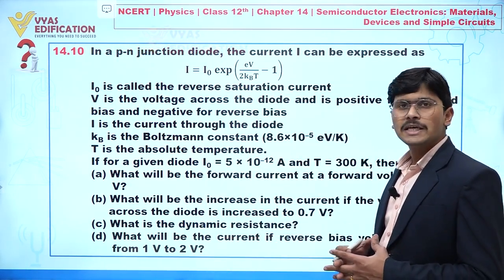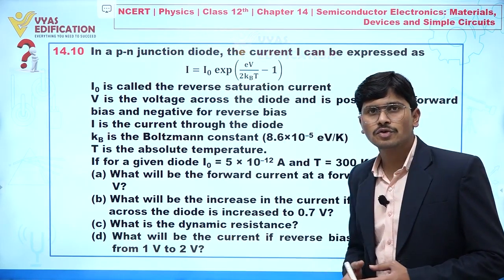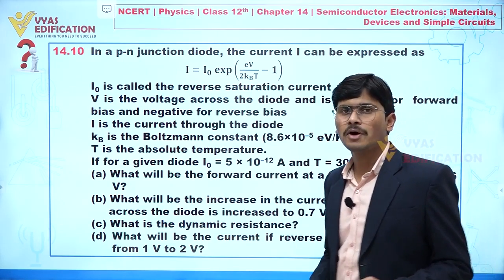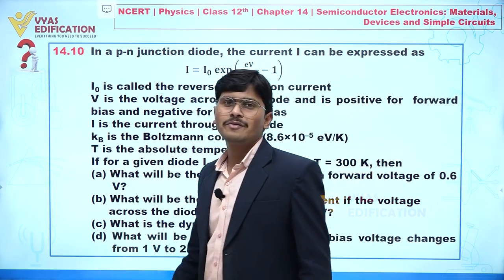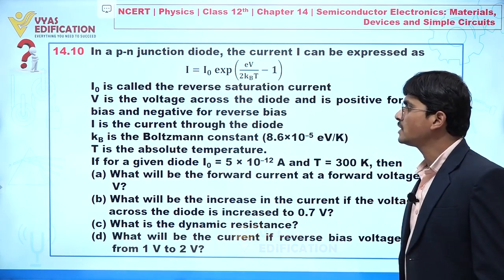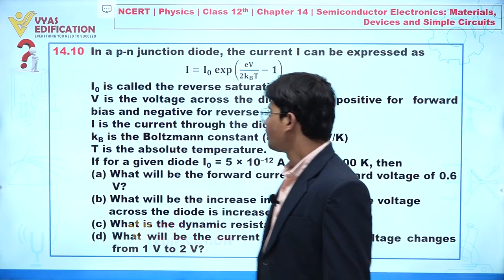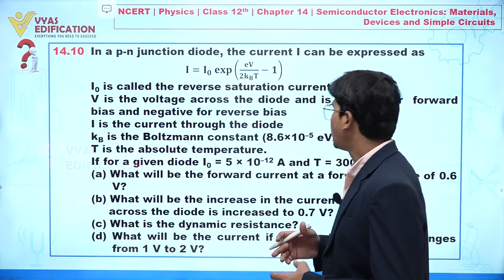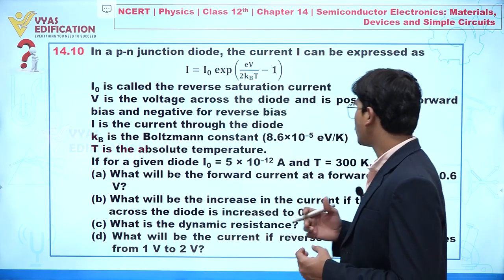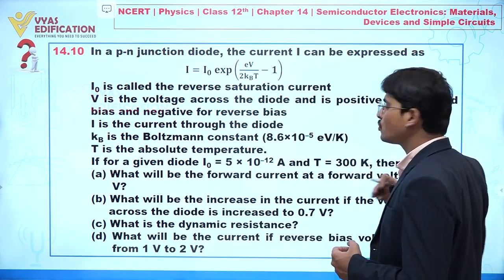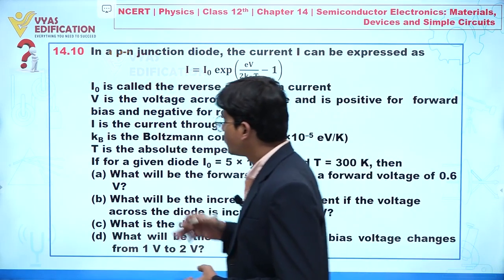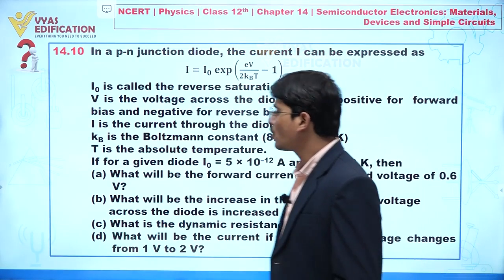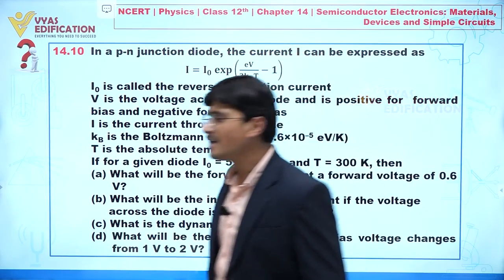Now kb is the Boltzmann constant, and its value is given in electron volt per Kelvin as 8.6 into 10 to the power minus 5. What is the value of capital T? Capital T is the absolute temperature. It is also given that for a given diode, I naught equals 5 into 10 to the power minus 12 ampere and the temperature is 300 Kelvin. Then we have to find the answers of these four parts A, B, C and D. First of all we are going to discuss part A, so now concentrate.